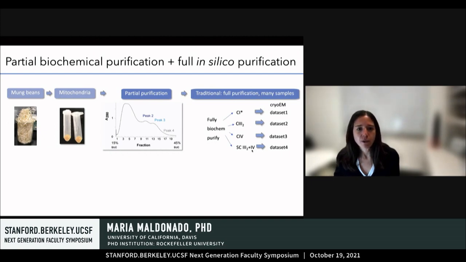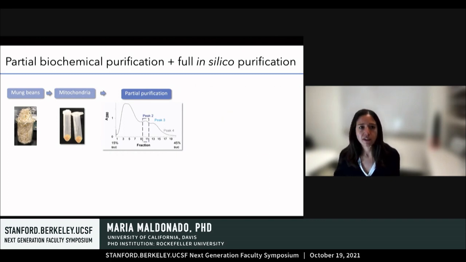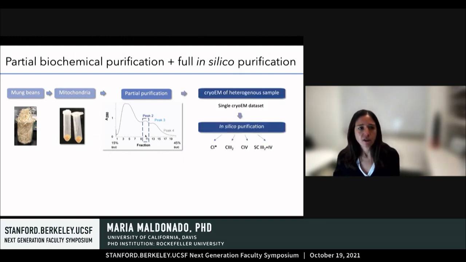However, this approach of doing a full biochemical purification would be really prohibitive for the plant respiratory complexes because we have just so little of them in the samples. Our samples are so limited. So rather than using this traditional approach, we decided to go with the non-traditional approach of using this partially purified mixed sample as our cryo-EM sample. We took the fractions from the sucrose gradient and used them as this heterogeneous sample for a single cryo-EM data collection, after which we purified the complexes computationally using cryo-EM classification algorithms.